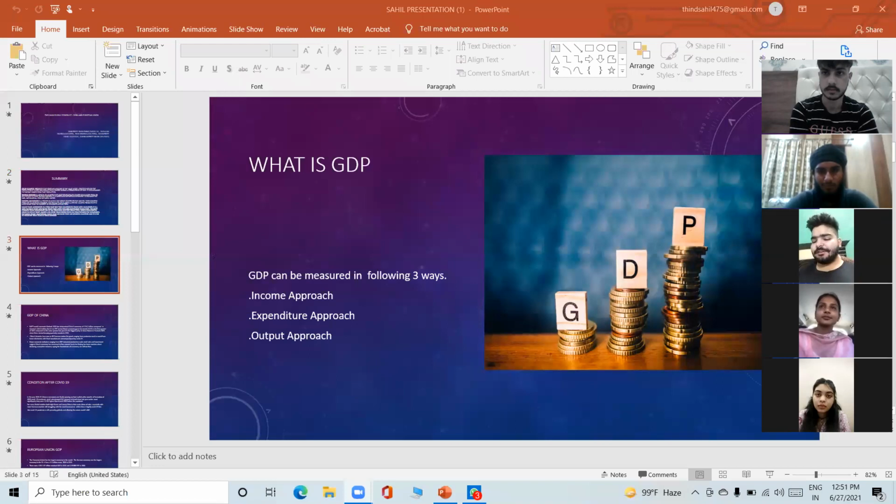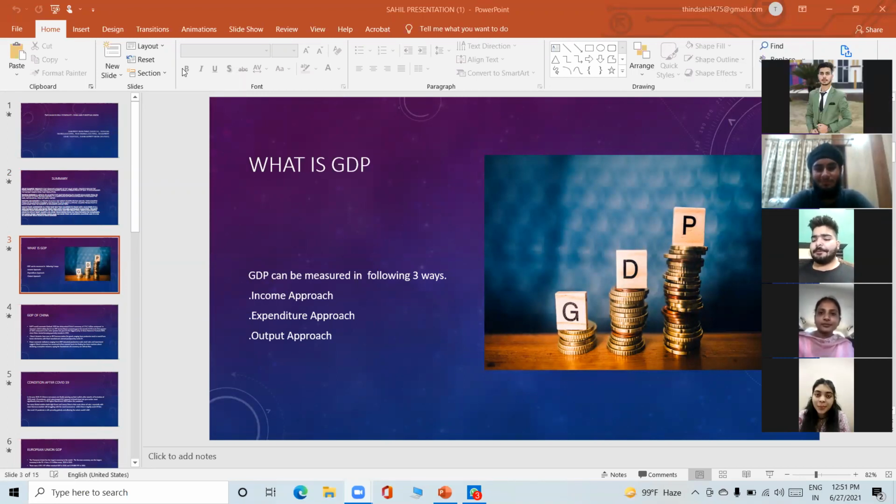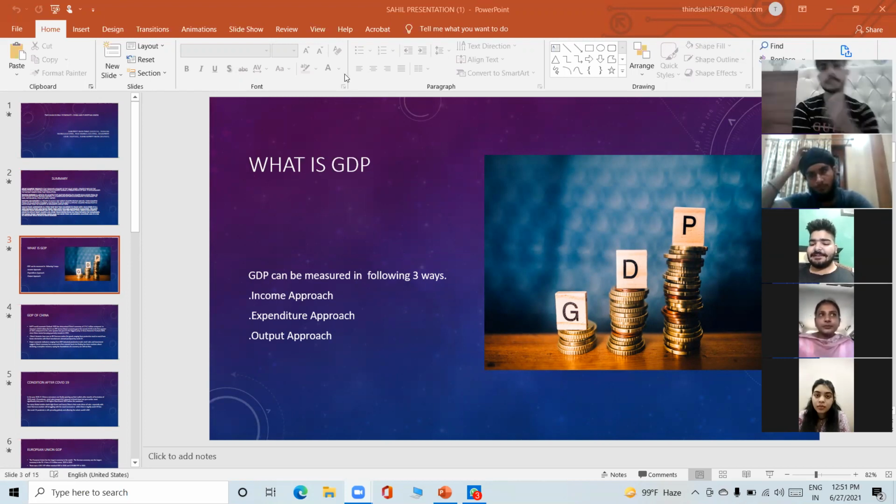My topic is the GDP of China and the European Union. But first of all, what is the meaning of GDP? Gross domestic product is the total monetary or market value of all the finished goods and services produced within a country's borders in a specific time period, as a broad measure of overall domestic production. It functions as a comprehensive scorecard of a given country's economic health. GDP can be measured in three ways: income approach, expenditure approach, and output approach.